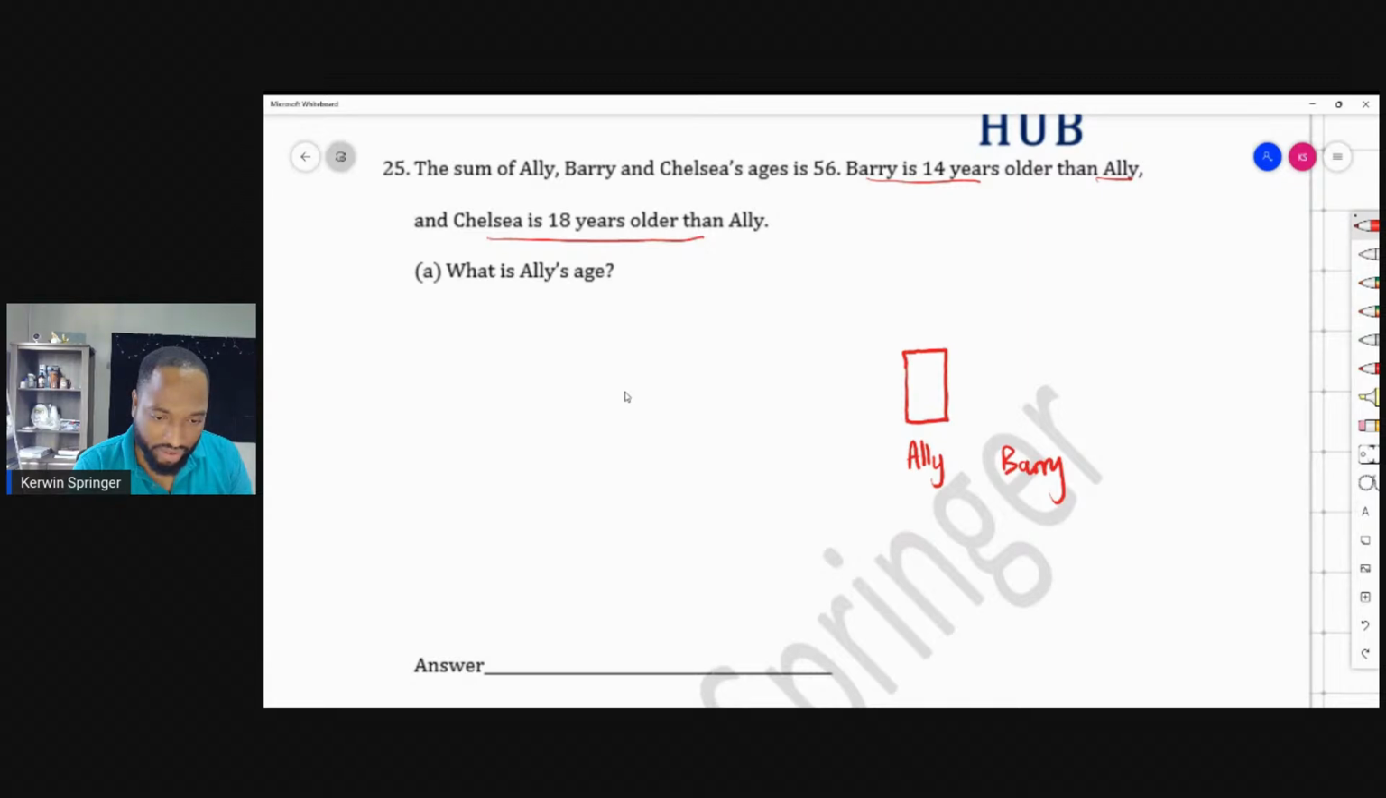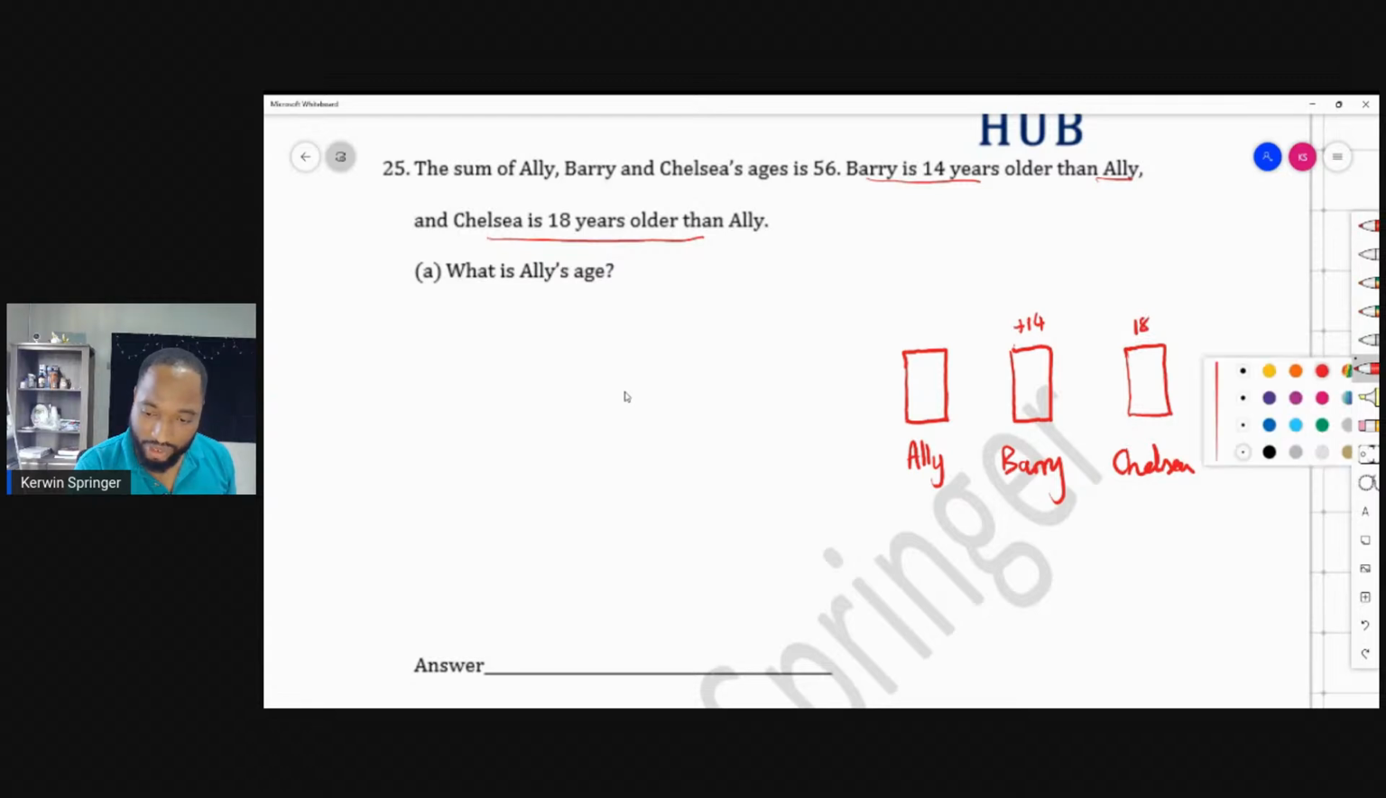Barry is 14 years older than Ali. So Barry gets Ali's column plus 14, a little 14 boost going up there. Chelsea gets Ali's column again, but Chelsea has an 18 boost going on there. So Chelsea is the same as Ali plus 18. Barry is the same plus 14. So you all understand what we need to do.